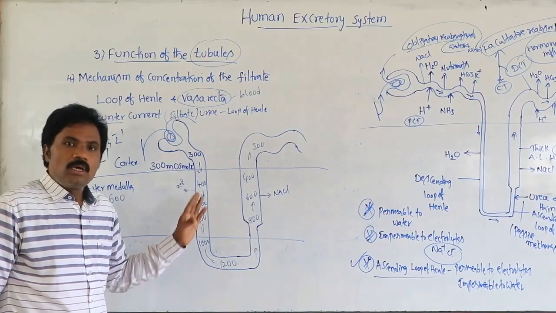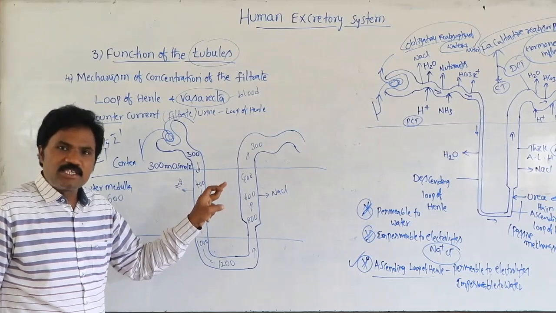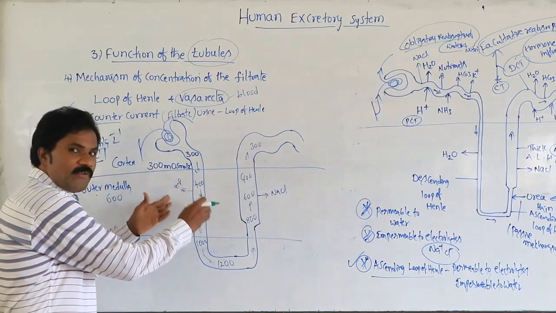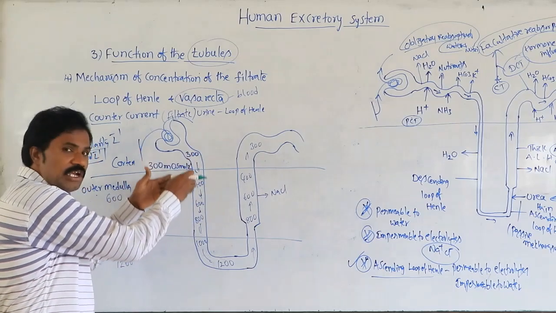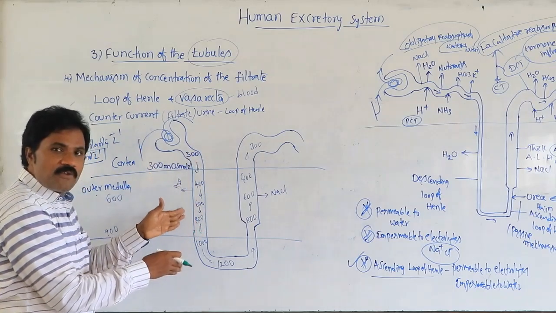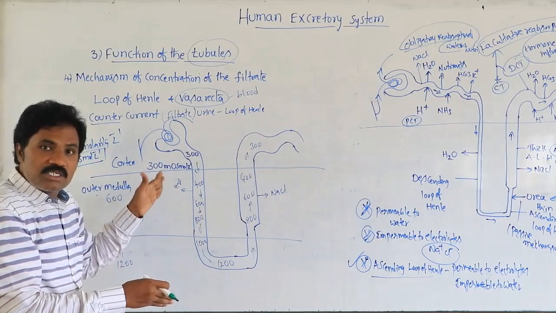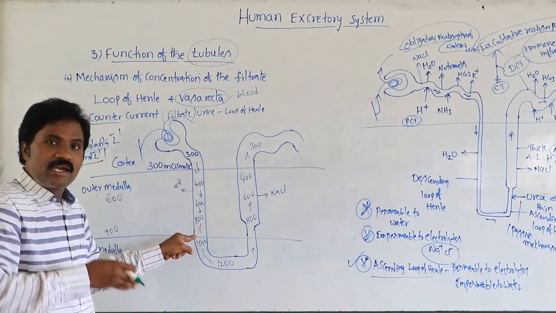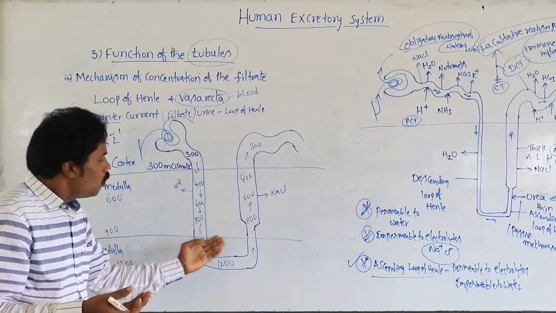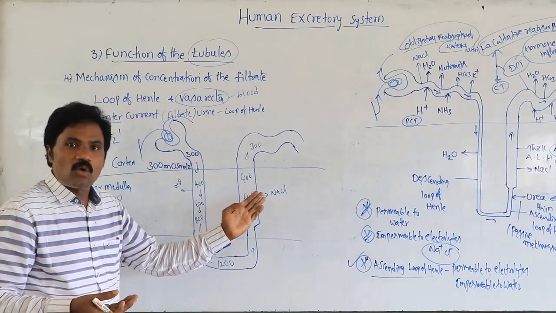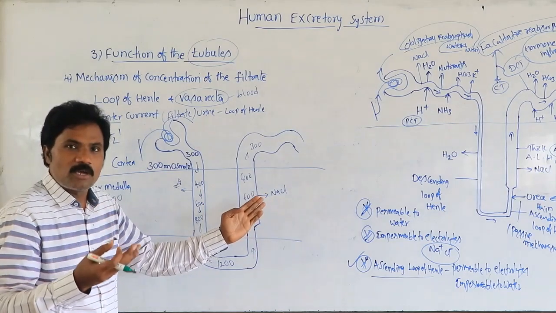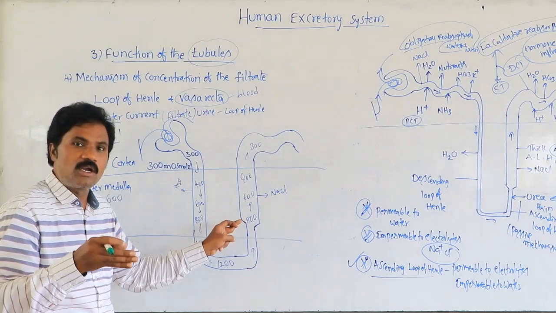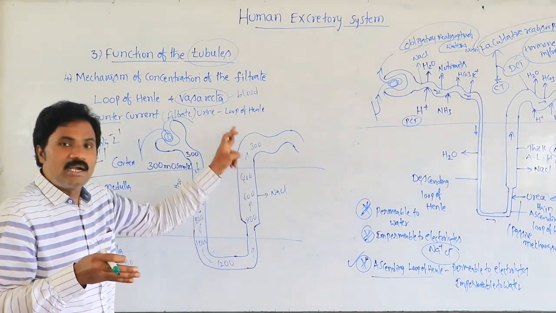Now, the loop of Henle has a counter current mechanism. In the descending loop of Henle, because of reabsorption of water, the electrolytes persist in the filtrate and the concentration increases, whereas in the ascending limb there is reabsorption of electrolytes. Because the maximum amount of water is present there, it is diluted and the concentration gradually decreases.